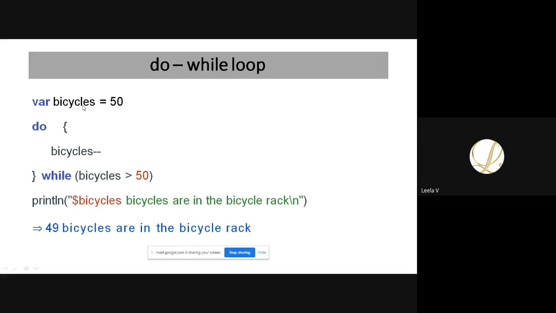Initially I'm assigning the bicycle value 50. My condition is that the bicycle value should be greater than 50. But without checking the condition the first time, it allows you to reduce the bicycle value, right? The decrement operator reduces your bicycle value. Now I'm checking: the bicycle value is 49, which is greater than 50? The condition is false, so it will come out of this loop. When we print this, it prints that 49 bicycles are in the bicycle rack.